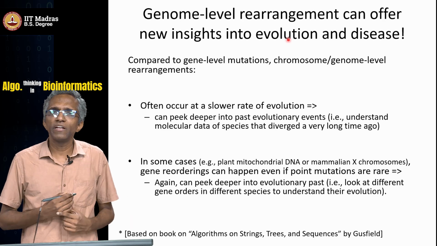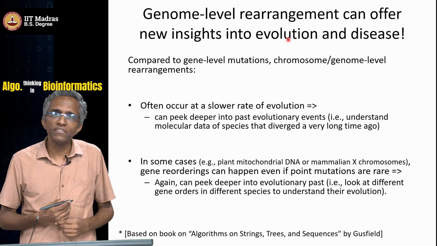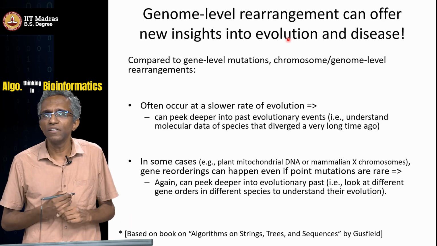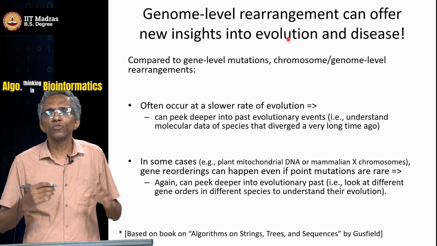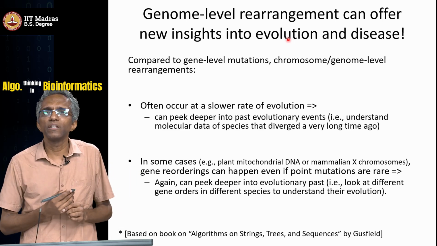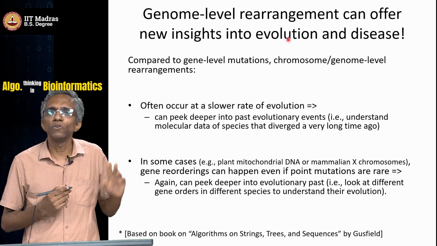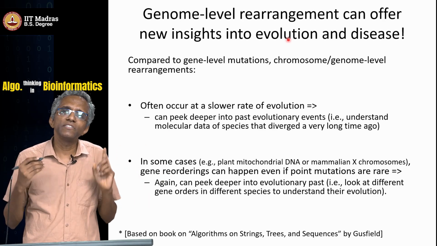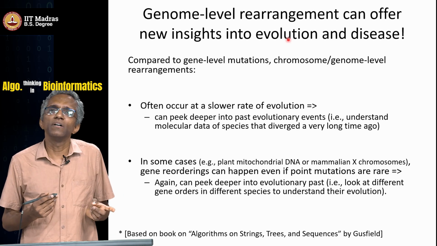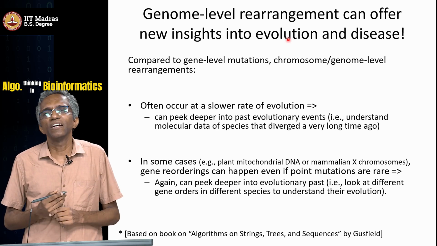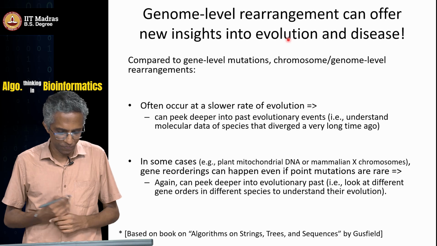It does not stop there; we can also get new insights into disease, and one particular example is cancer. There are many cancer cell lines. If you look at their genome architecture, the chromosomes are all very differently organized compared to the chromosomes of a normal healthy cell. So, understanding the genome rearrangements that happen in cancer can give us some new ideas into why cancer cells behave the way they do.